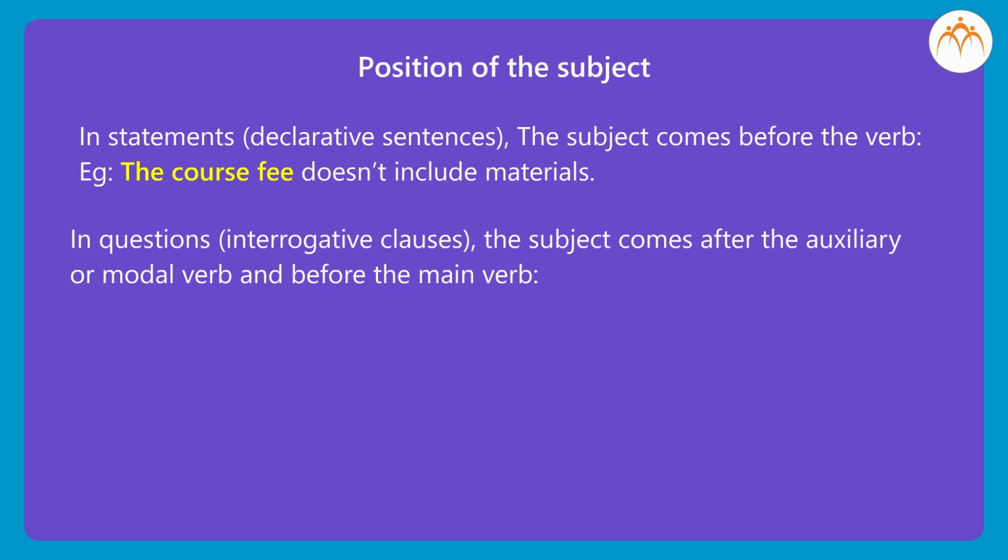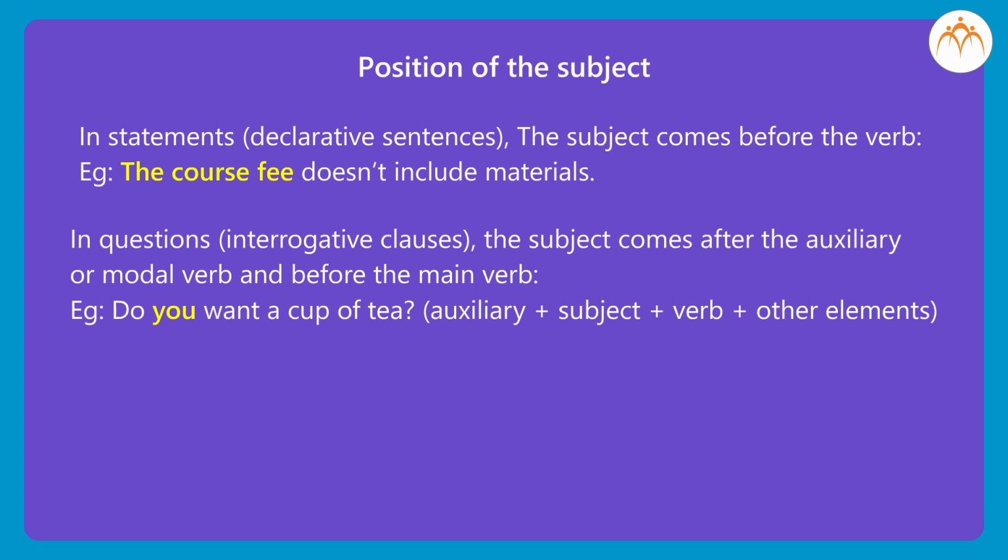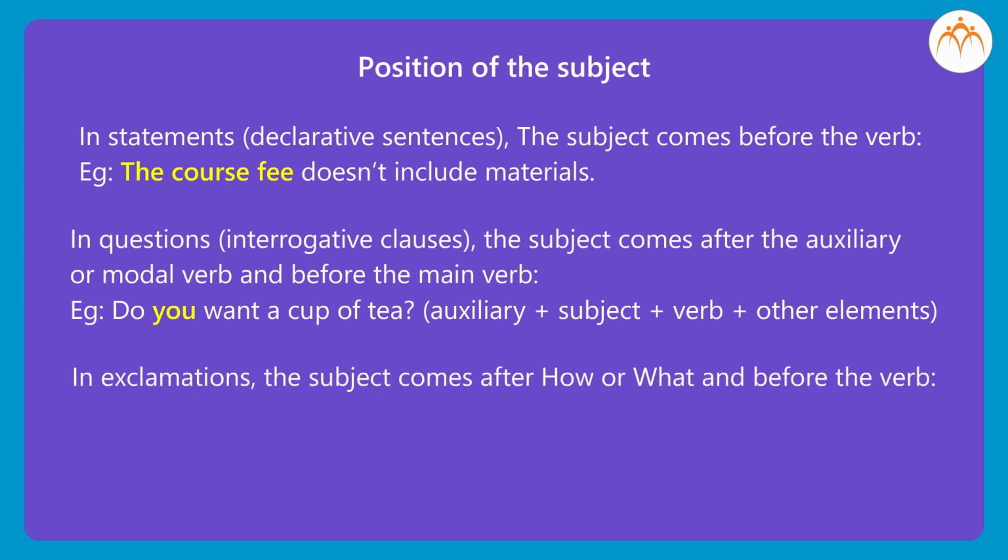In questions, which are interrogative clauses, the subject comes after the auxiliary or modal verb and before the main verb. Example, do you want a cup of tea? This is an example of an auxiliary plus subject plus verb plus other elements. In exclamations, the subject comes after how or what and before the verb. Example, what a fantastic cook she is.